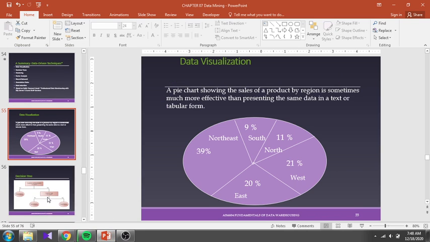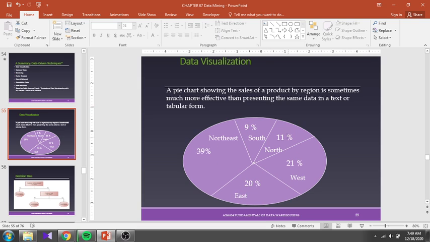Okay, we just continue to finish this slide. Data visualization is the most important part of our data mining, because whatever you have analyzed, you have to produce a graph or something that can represent the output of your analysis. So a pie chart showing the sale of product by region is sometimes much more effective than presenting the same data in text or tabular form.